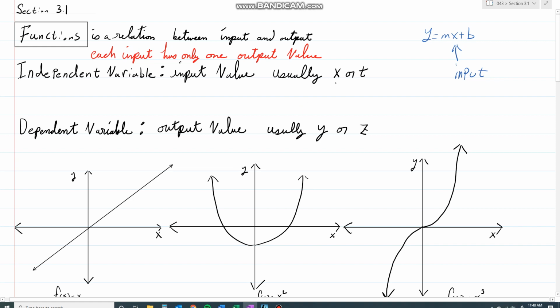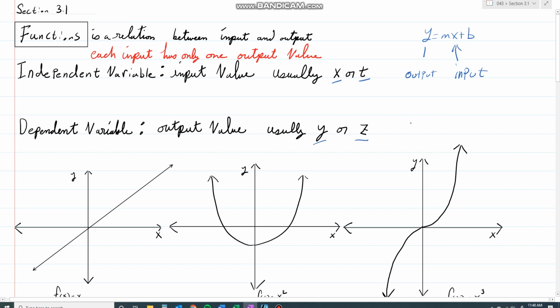Usually, the input values are either x or t. Sometimes t will stand for time, as time is ticking away. And time ticks away independently of anything else happening, okay? The dependent variable is the output variable, and that is the y. So this is the output. And it's usually y or z.